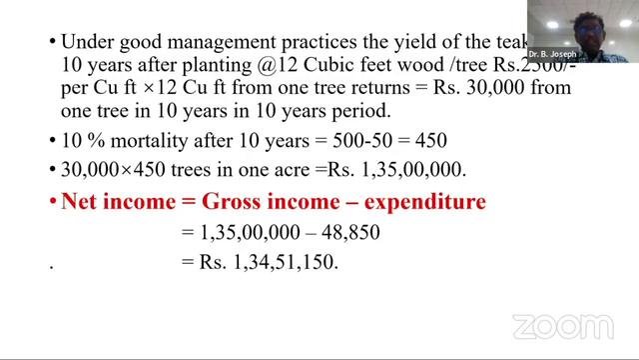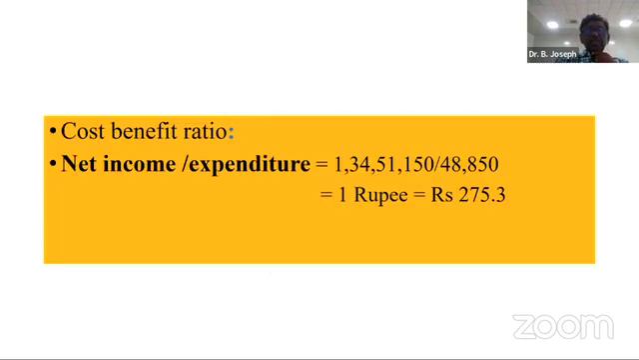Out of 30,000 per tree, when we take 450 trees as okay, we get about 1 crore 35 lakhs in returns. From this, we remove about 50,000 rupees of expenditure, leaving roughly 1 crore 34 lakhs 51,000. Roughly, we are going to get 1.34 crores after a period of 10 years. When we divide the net income by the expenditure, it is about 1:275.30. This is the cost benefit ratio which we are going to get.